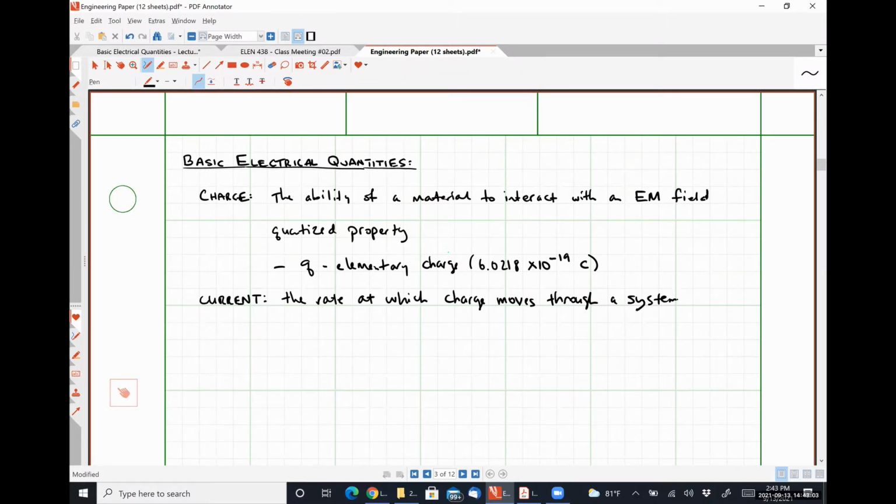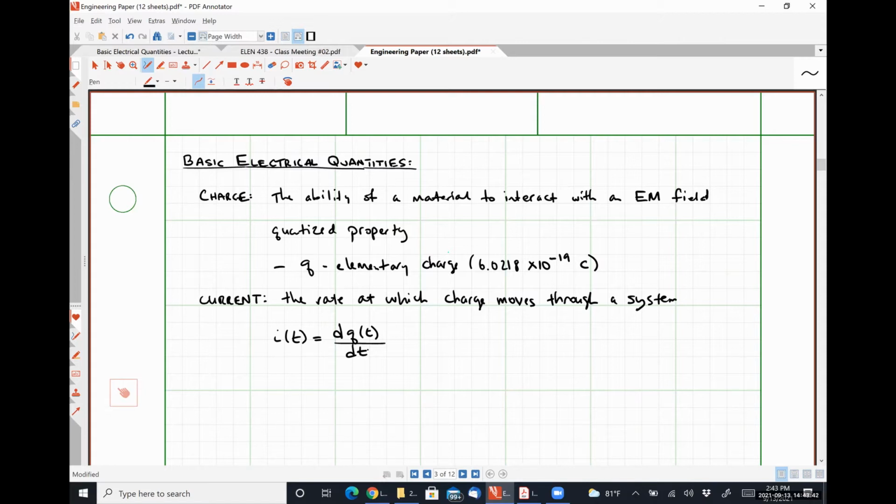So inherently, charges that are in motion have an associated current, okay? So if we have a charge that's standing still, we have no current. If we have charges that are moving, we have some current. And mathematically, we can express this as current, I of t, is the derivative of charge as a function of time, Q of t, with respect to time. So this is going to be our definition of current.